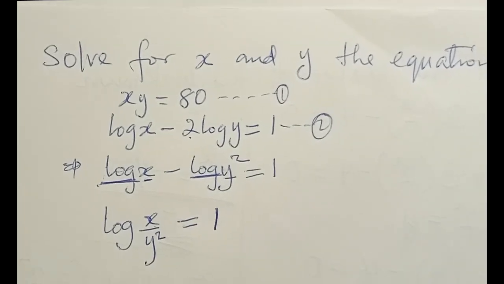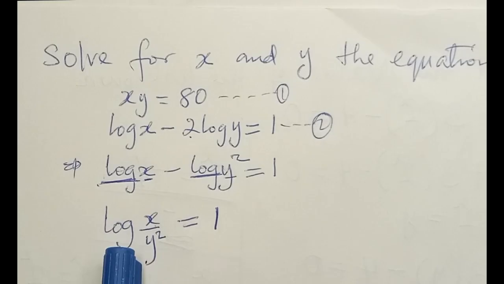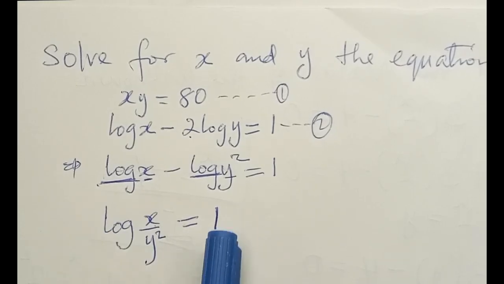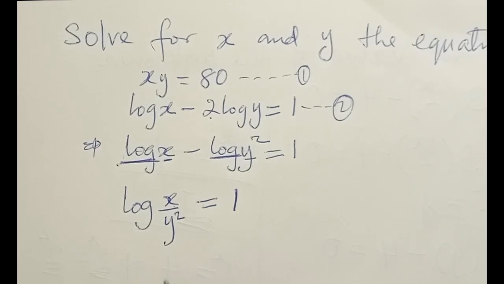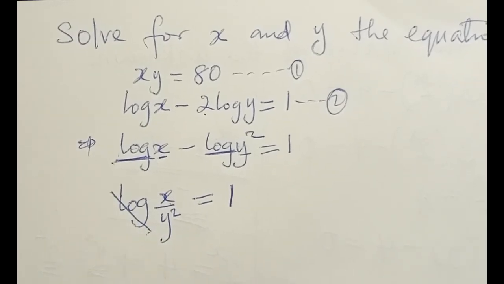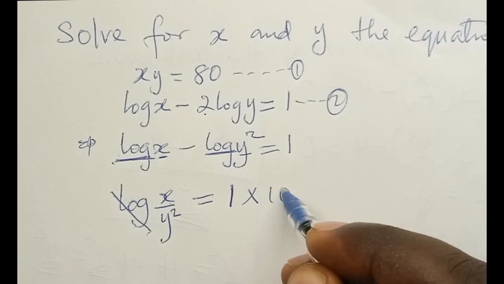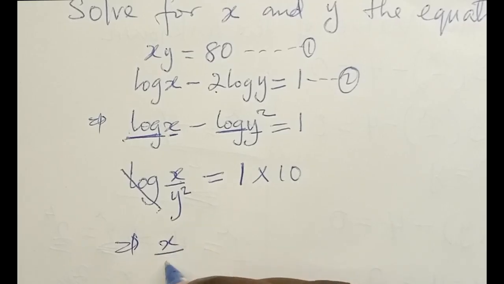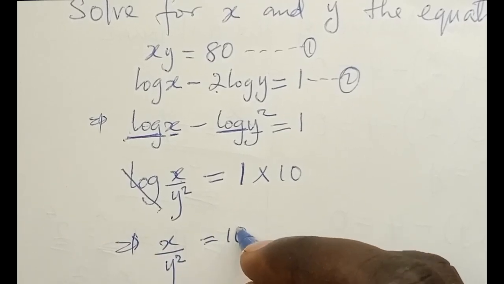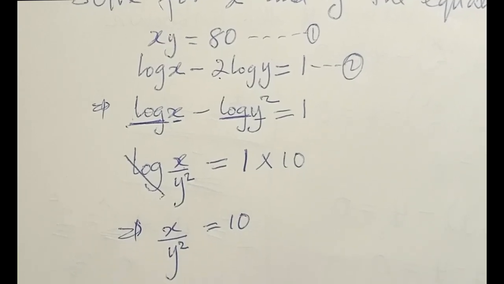Now, when we have this, we can easily remove this log from this side. Since it is standing alone, we can erase the log to make it simpler, as just x and y. To do this, we erase it by multiplying the other side, the right-hand side, by 10, because log is always in the base of 10. To remove the log on this side, we cancel it, and then we must multiply the other side by 10. Then it is left with x divided by y square is equal to 10, with the log having disappeared.